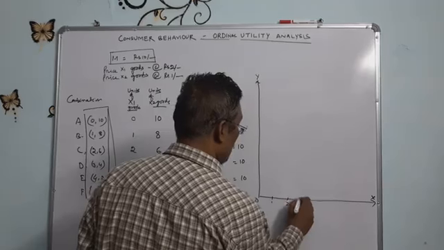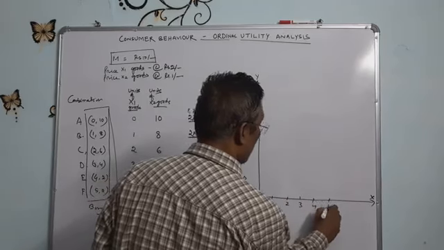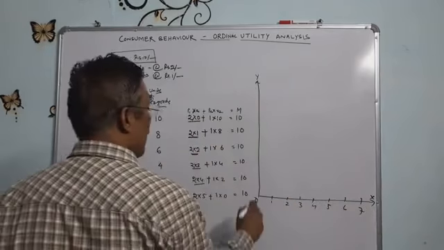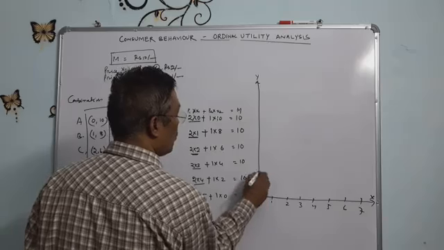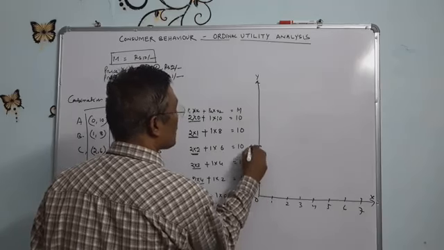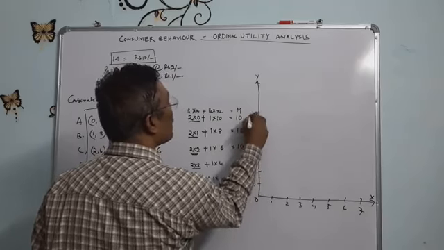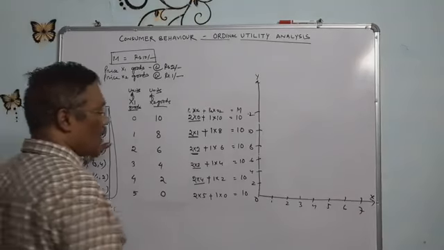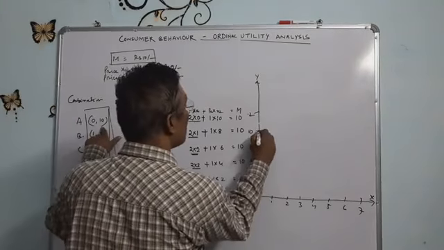1, 2, 3, 4, 5, 6, 7, like this. It will be 2, 4, 6, 8, 10, 12, like this. So the first combination, the bundle, is 0, 10.